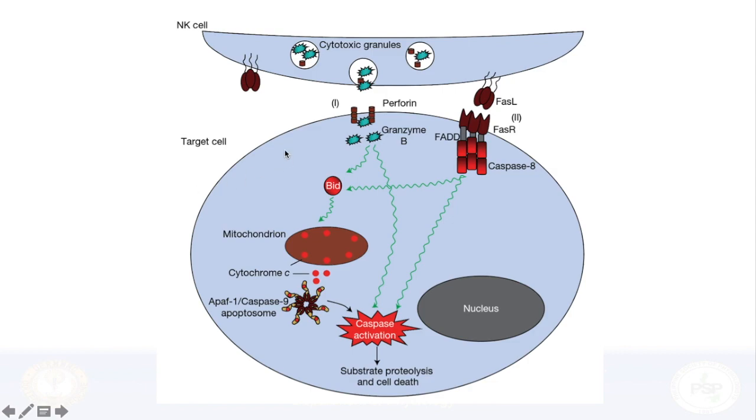So this is the reason why the natural killer cell in Cells at Work has a sword, because it pierces through the cell membrane of the target cell.